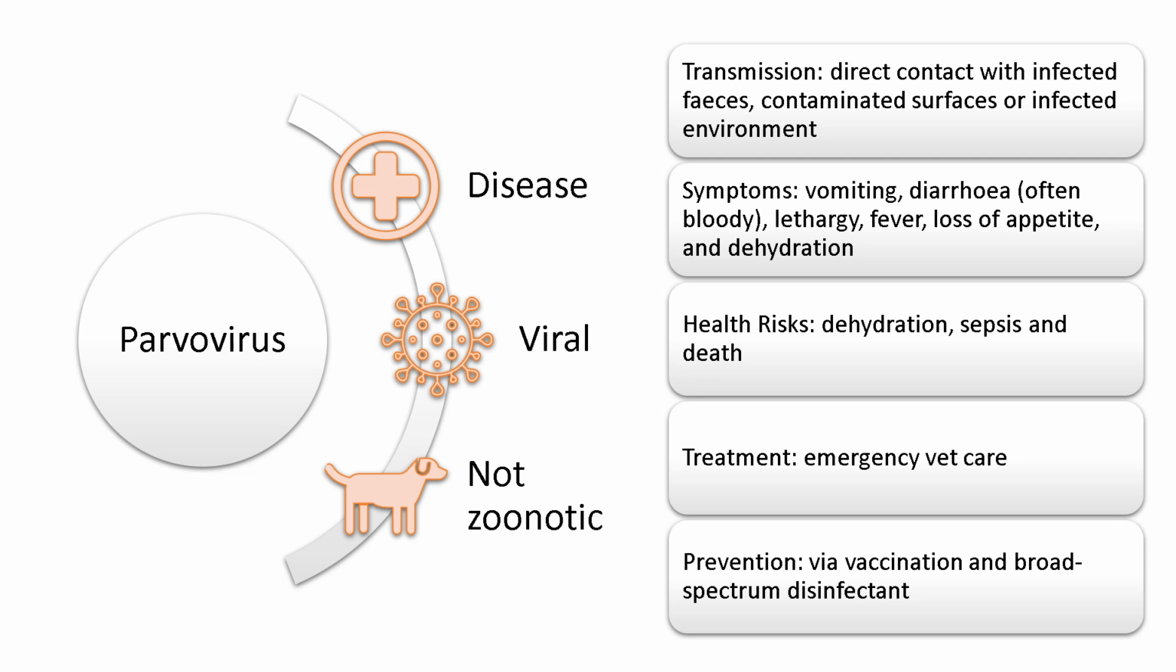Common symptoms include severe vomiting, diarrhea, which might often be bloody, lethargy, fever, loss of appetite, and dehydration. Parvovirus is life-threatening, especially for puppies and unvaccinated dogs. It can lead to extreme dehydration, sepsis, and without prompt treatment, death. Treatment for parvovirus usually requires hospitalization, as it involves intensive care to manage dehydration, secondary infections, and electrolyte imbalances.